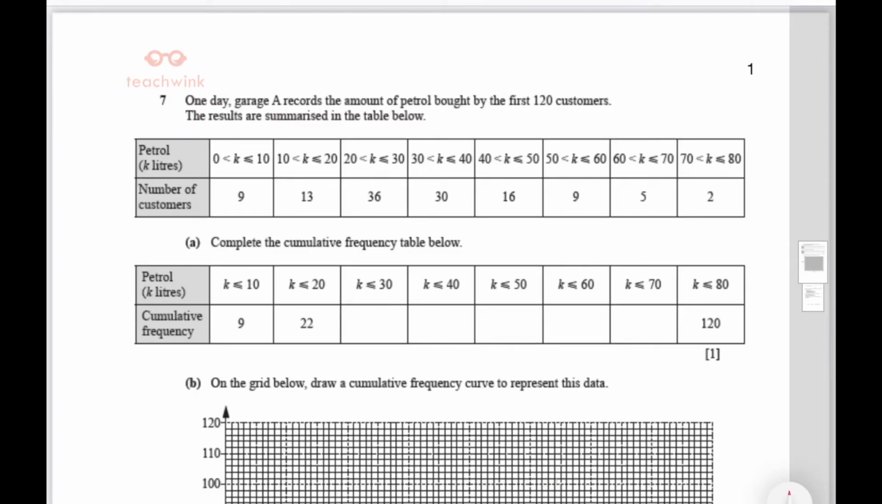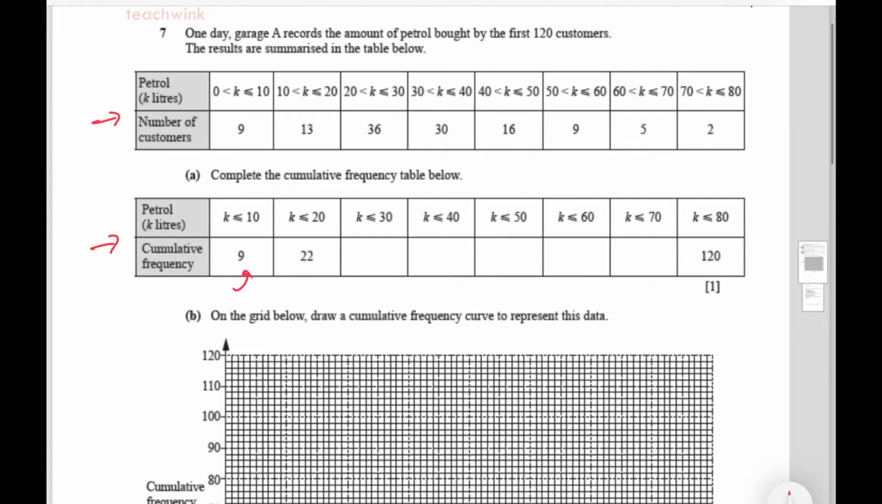So let's start. Question 7 says, one day Garage A records the amount of petrol bought by the first 120 customers. The results are summarized in the table below. This is the table that they are talking about. Part A says complete the frequency table below. Let's complete this table. The first two values are given to us, 9 and 22.